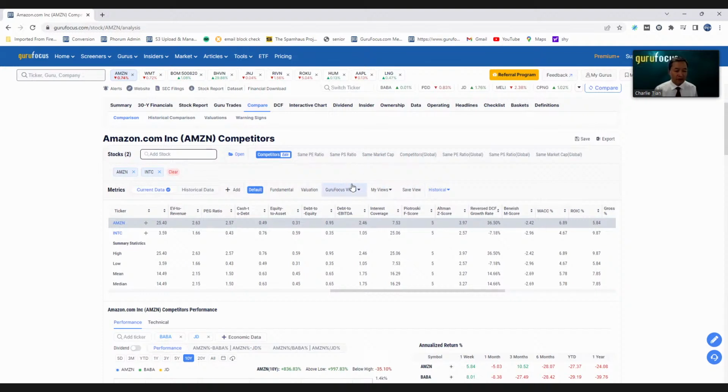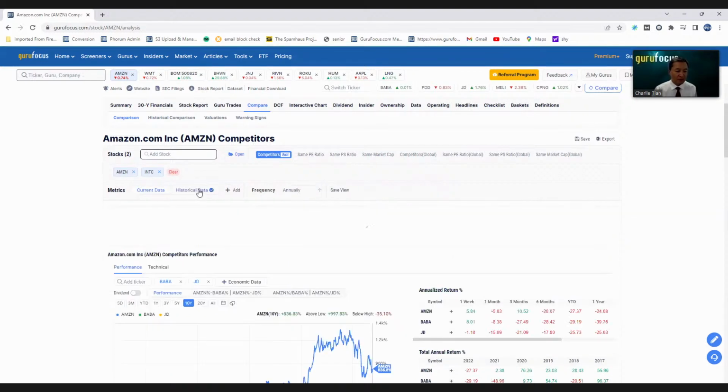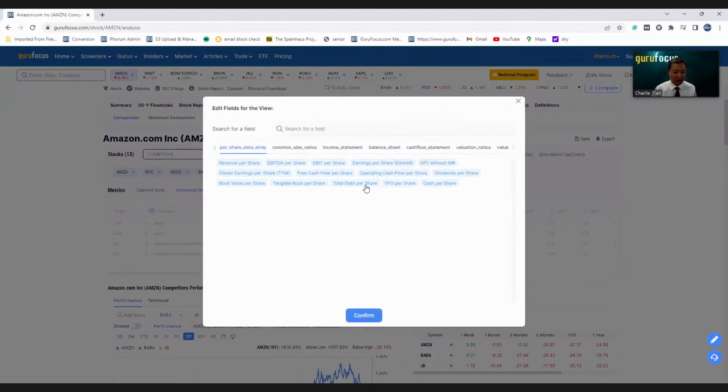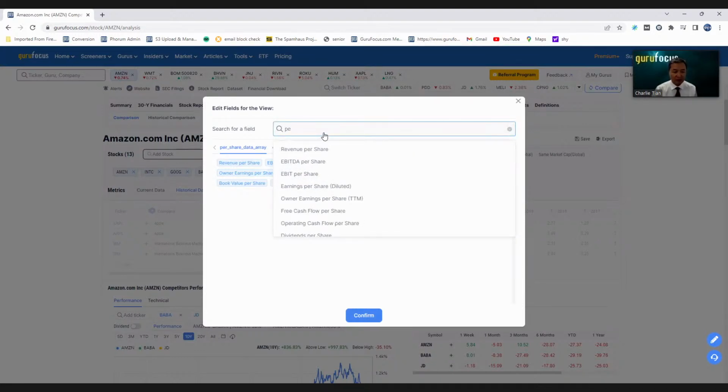You can not only compare the current data, you can also compare with the historical data. For instance, I want to compare all the competitors, and I want to compare with the PE ratio, the historical PE ratio, for instance.